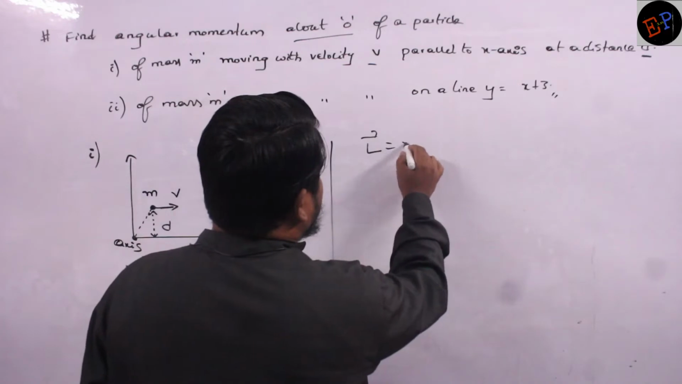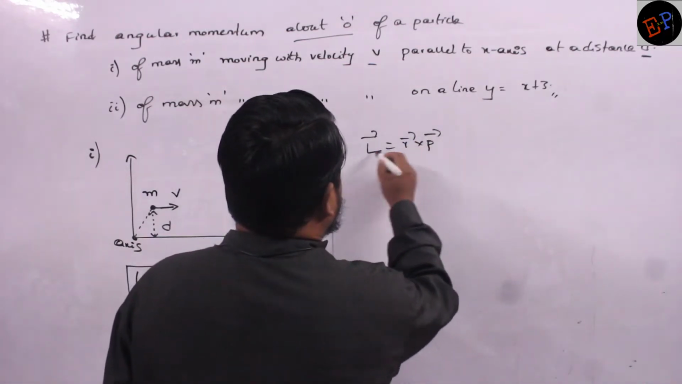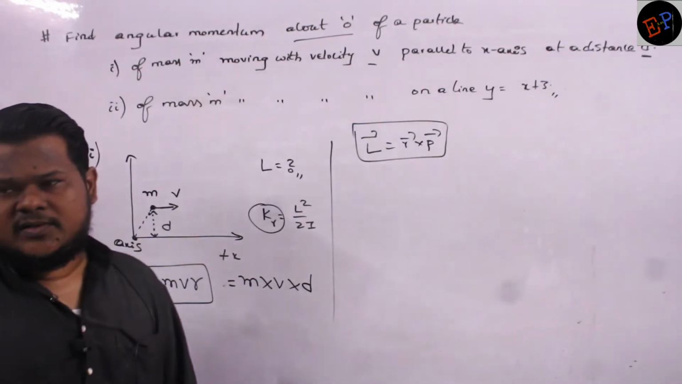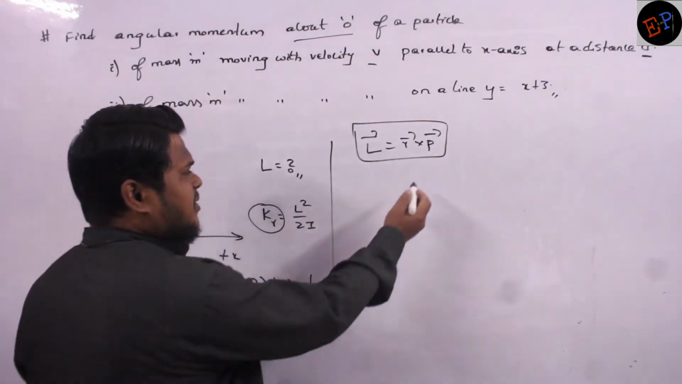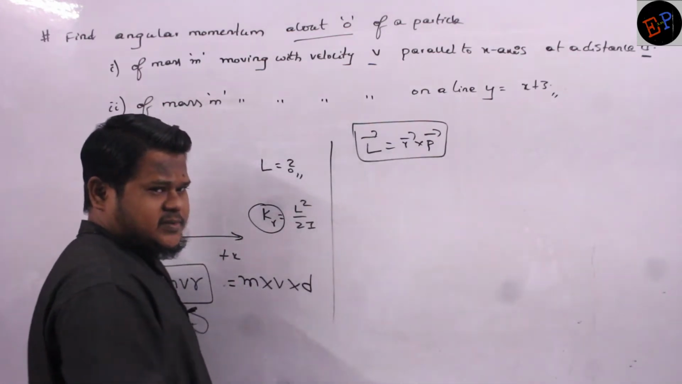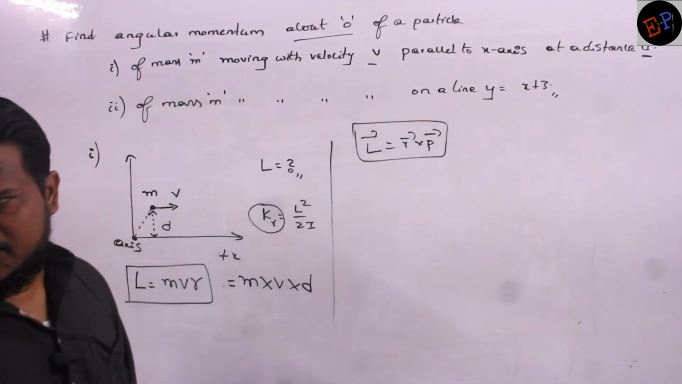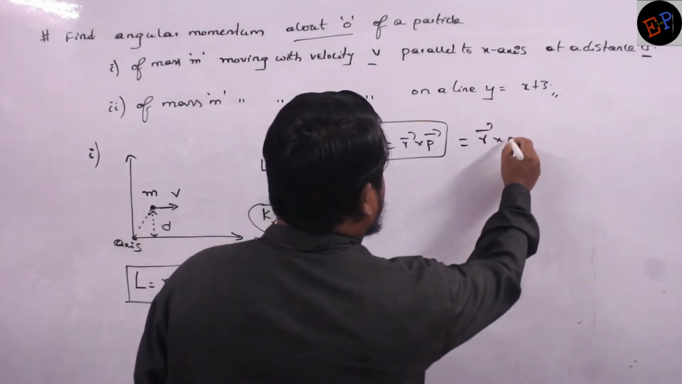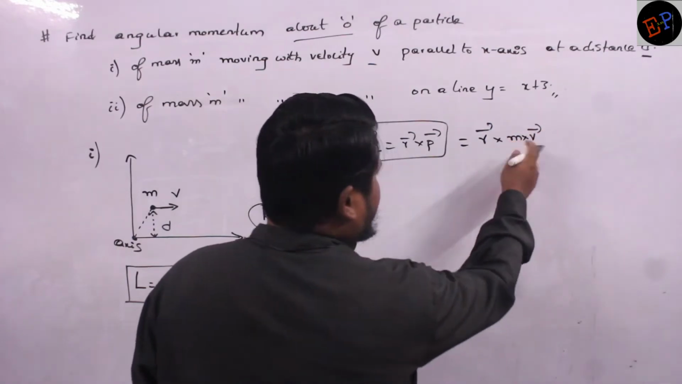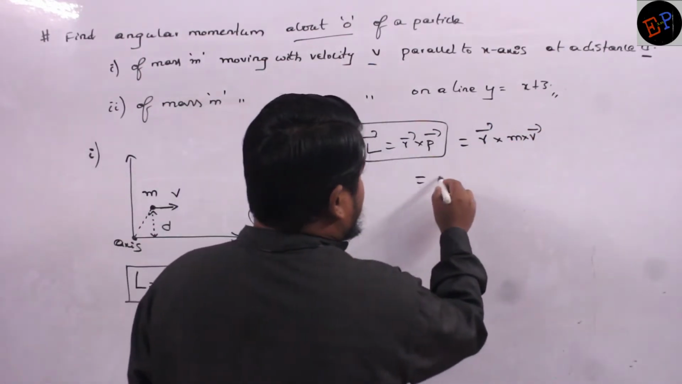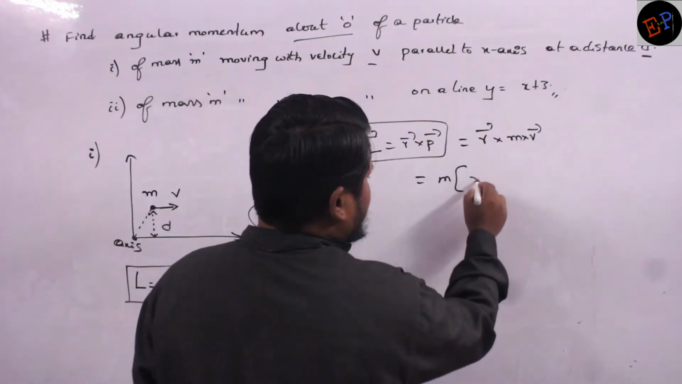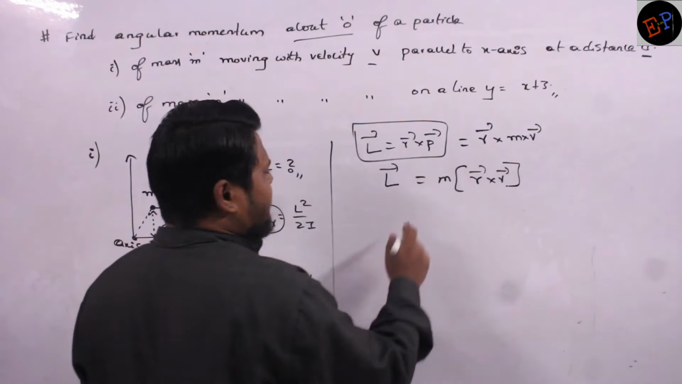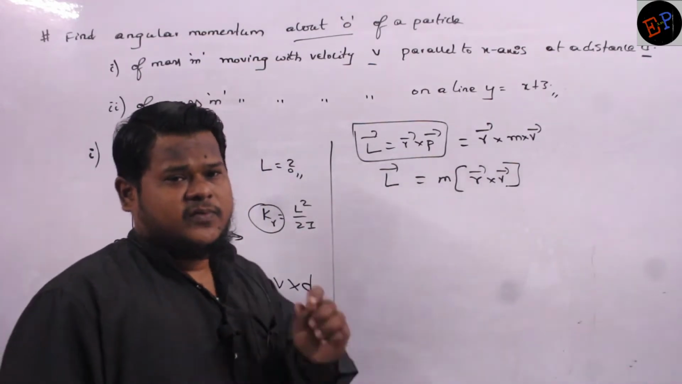So L vector is equal to r vector cross p vector. This is the formula which we have written, no? What is meant by p here? Momentum, mass into velocity. Mass is a scalar quantity, so you can take it outside. So r vector cross m into v vector, I can write like this also. So r vector cross v vector. This is the equation of angular momentum in vector form.